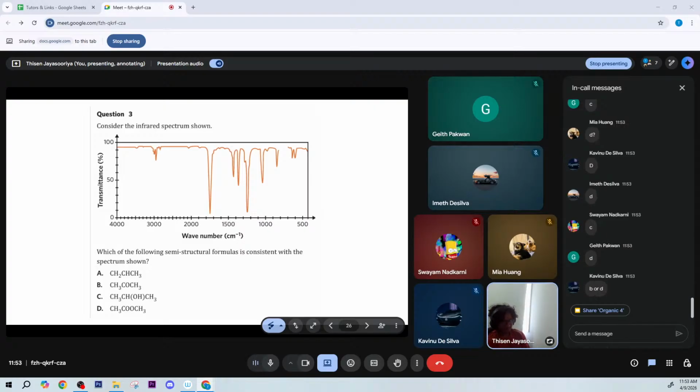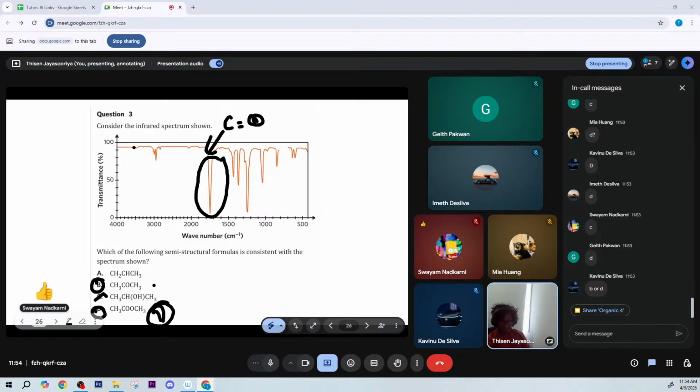So, yeah, technically it could be B or D, yeah? Technically D is the more correct answer, and I'll explain why. So here, this part represents a C double bond O bond. We don't know what type it is, we don't need to label what type it is, because there's nothing over here, right? It can't be C, yeah? So does that make sense, Swayhan? There's nothing on this part of the graph that indicates the presence of an alcohol or carboxylic acid. So it can't be that.